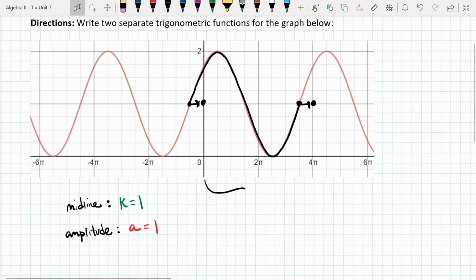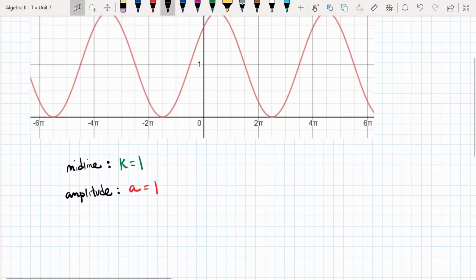That would give us a period of 4 pi. Okay, and so the period in this case is 4 pi. So the period P is equal to 4 pi.